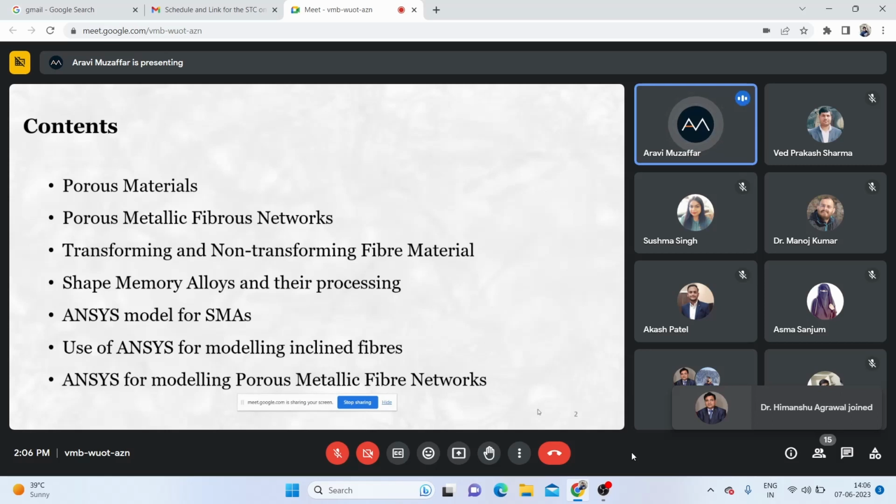Then it is very important, in the case of porous metallic fibrous materials, to know what materials they are made up of. And then, more specifically, I'm going to discuss shape memory alloys, for which nitinol is one of the representative elements. And then, what are the Ansys models for shape memory alloys, and how I have used them for modeling, or for optimizing the design of porous metallic fibrous networks.